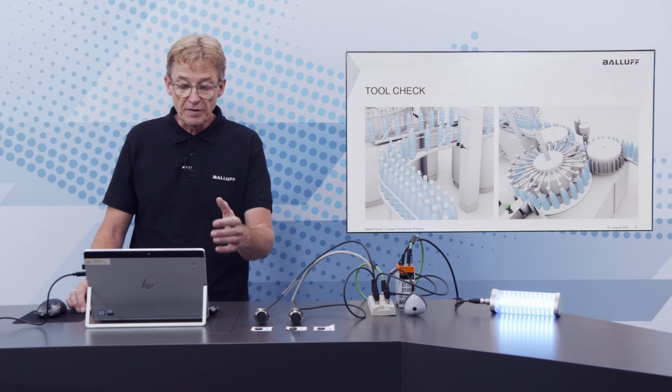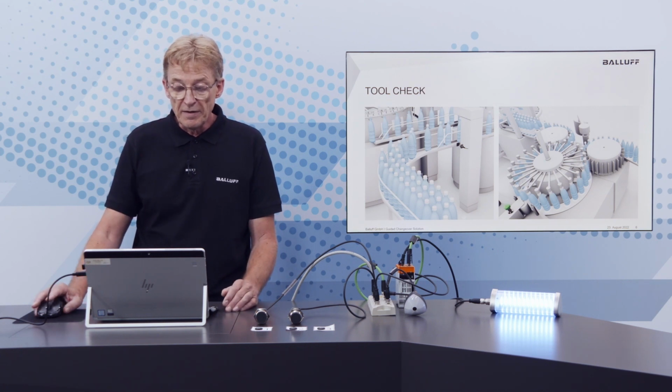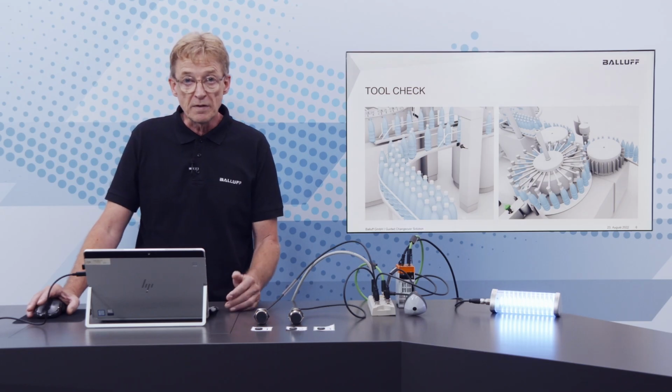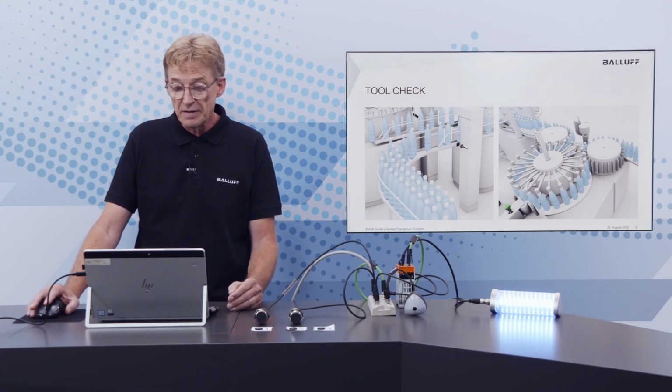In detail, for example, on the left side here, you see that it might be possible, again based on the bottle size, to use different guide rails. And on the left side, you see that permanent detection is required because the RFID read-write head is always in front of the RFID tag.